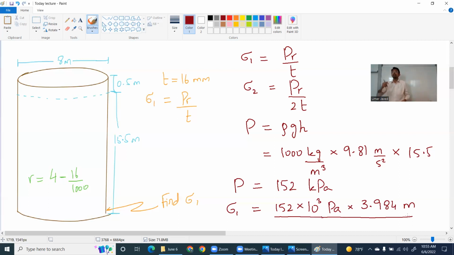What was sigma 1? I think it was the circumferential or hoop stress. PR over T. T is 0.016. So the value comes out to be 37.9 megapascals. Sigma 1 is the circumferential or hoop stress. Sigma 2 is the longitudinal or axial stress. We did not add any atmospheric pressure into it. This is the pressure that is acting on the person inside the tank. So rho g h is fine.